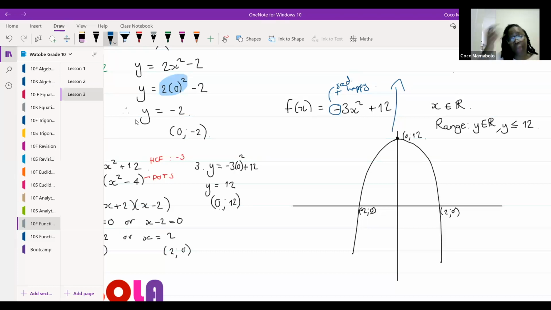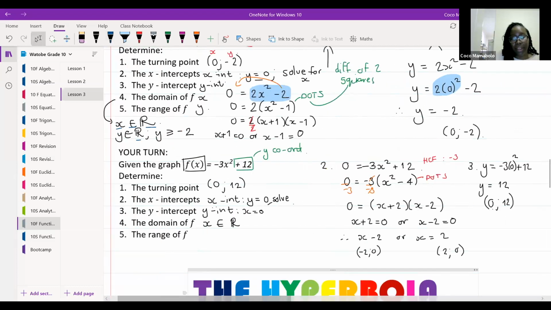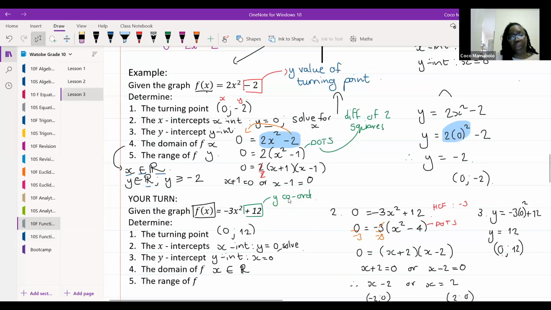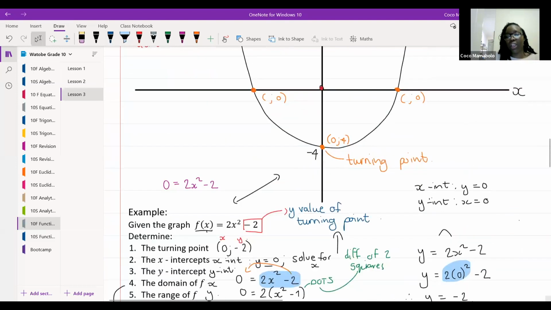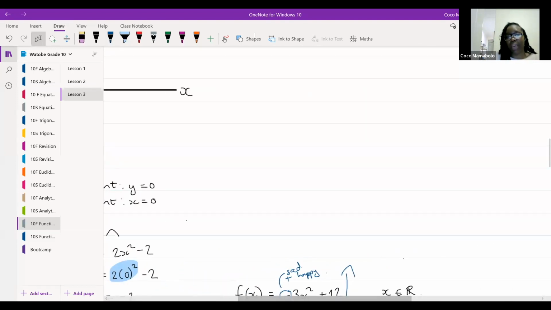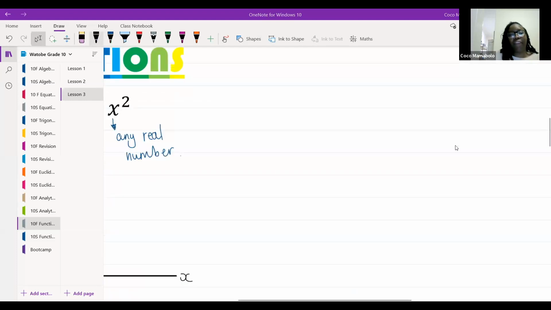Okay, I think that's where we're going to stop for today. Guys, if we've learned anything today, we've learned about the turning point, the x-intercepts, the y-intercepts, the domain, and the range. Now, I want a volunteer. Anybody want to give us a recap of everything that we've learned today? If I give you the function, f of x is equal to 2x minus 5. Anybody want to help us? Yes, let's go. What is my turning point?